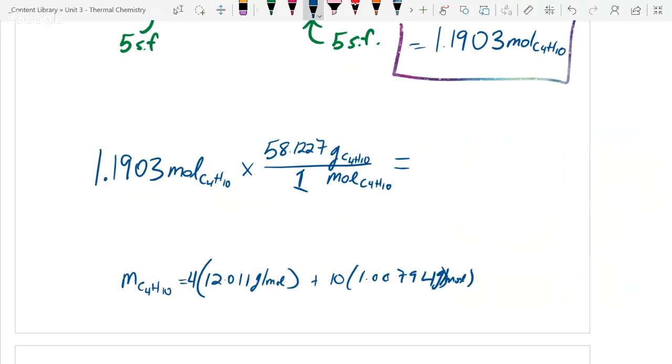Okay, now the whole thing. 69.1. Very good. And you've already gone ahead and put that to the correct number of significant digits, right? Perfect. And what's the unit? Very good. Is that starting to feel comfortable?